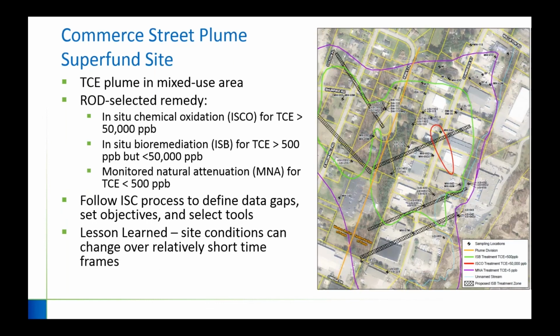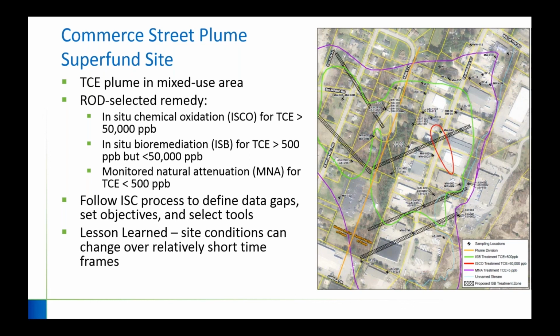All right, so the next couple of examples, if you happen to be in part one, I talked about aspects of these, but I'll cover them quickly here. This site's a lot closer. This is a Commerce Street site in Vermont. This is another one where we came onto the project post-ROD. So the feasibility study had been done, and the ROD selected a kind of a three-tiered remedy. So ISCO for the really high concentration area, which is this red outline here, greater than 50,000 micrograms per liter. Bio for the outside of the red, but inside the green, and then M&A for the rest of it.